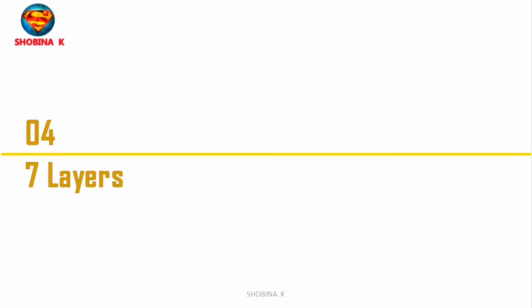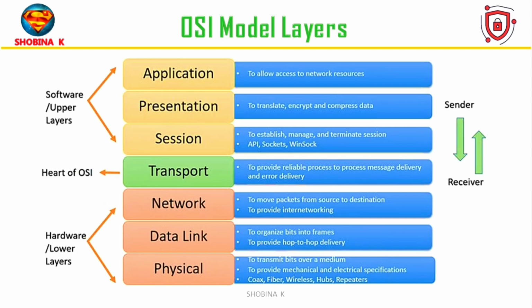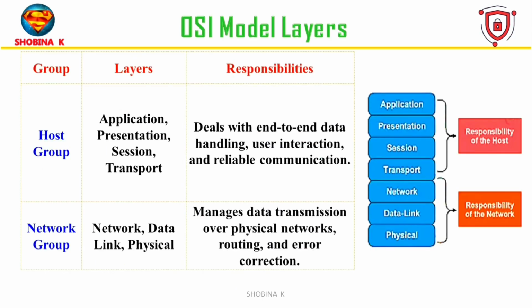Now let's understand a more zoomed view of OSI layers. OSI layers can be categorized into two groups based on their responsibilities, which are host group and network group. Host group are upper layers. The upper layers deal with end-to-end communication and are responsible for data processing and interpretation that happens on sending and receiving devices. They are also referred to as software layers or upper layers.